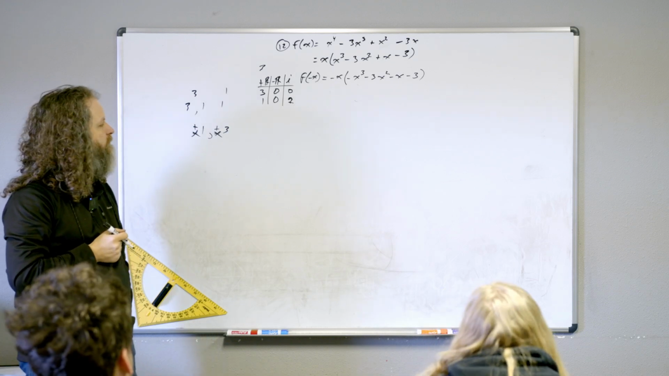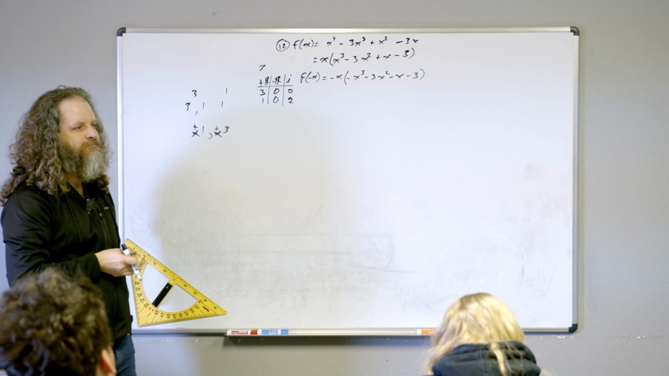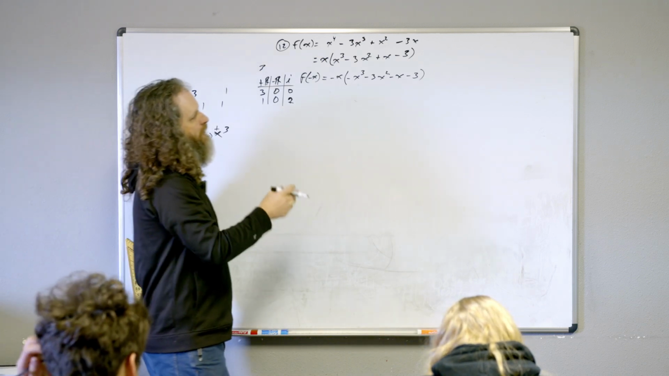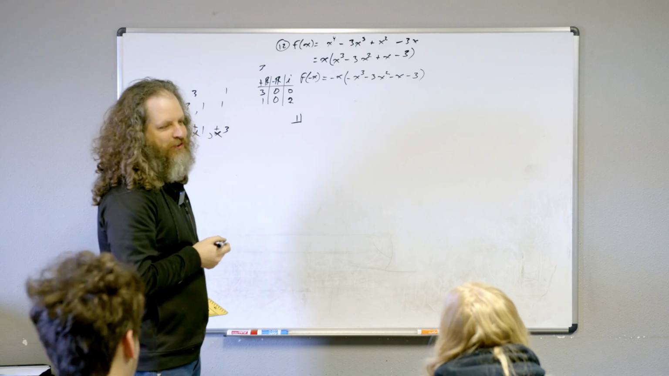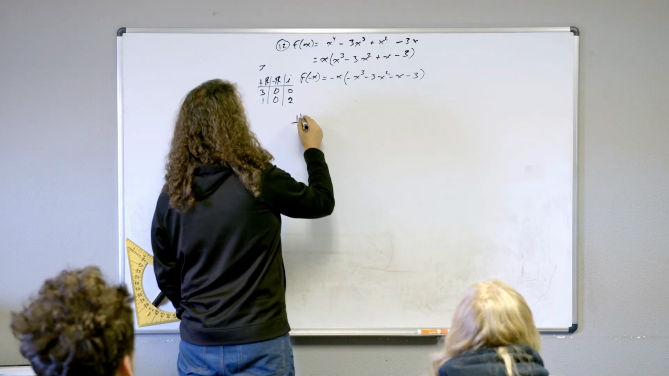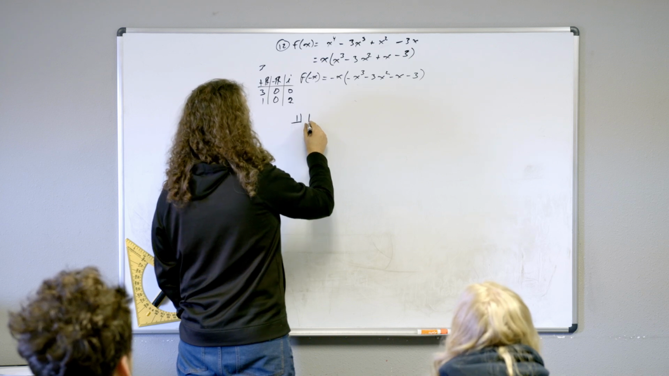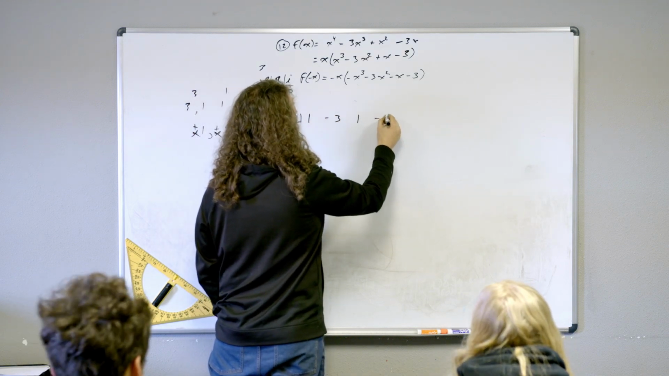Yeah, we're going to start dividing stuff. What are we going to divide? 3. Sounds great. Let's pretend like we picked a different one and picked 1, for further learning. What numbers am I going to put over here? 1, negative 3, 1, negative 3.